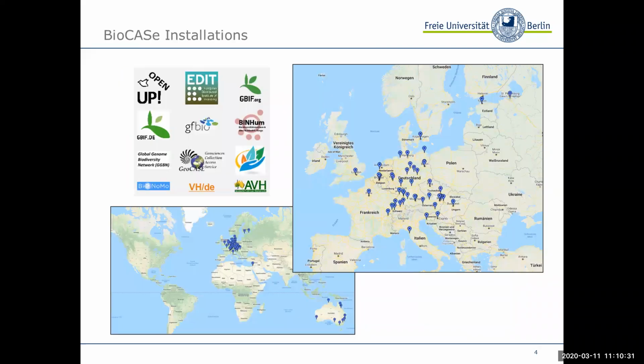These are two maps showing the current installations of BioCASe. Clearly, there's still a focus in Europe, but you can see that there are quite a few installations in Australia. These are used by the Australian Virtual Herbarium, which uses BioCASe to draw specimens from the individual herbaria into their central cache database.